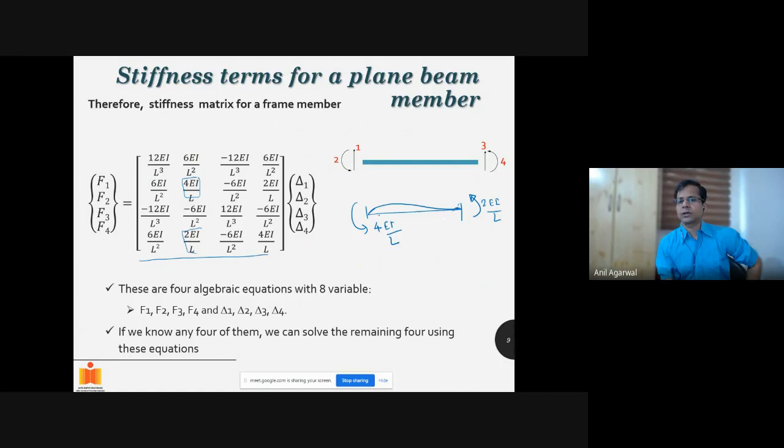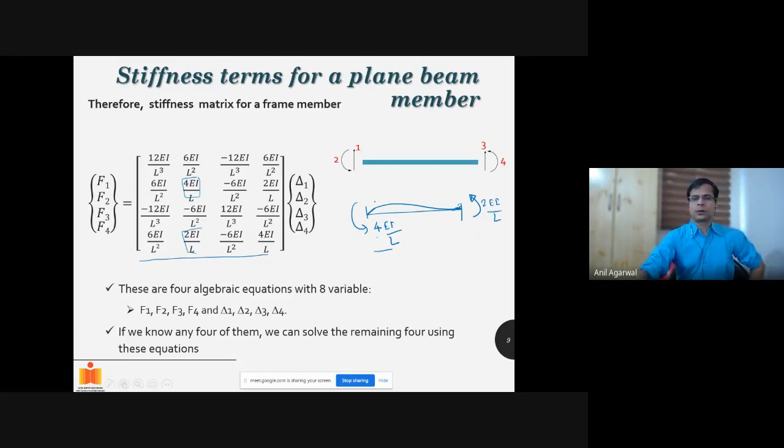That is the carryover factor. So carryover factor is always half, right? That is 4 divided by 2 or 2 divided by 4. That is your carryover factor. Okay, so we know that, and we have to remember that if we are producing a unit rotation here, at the other end we will still be requiring a moment of 2EI by L.